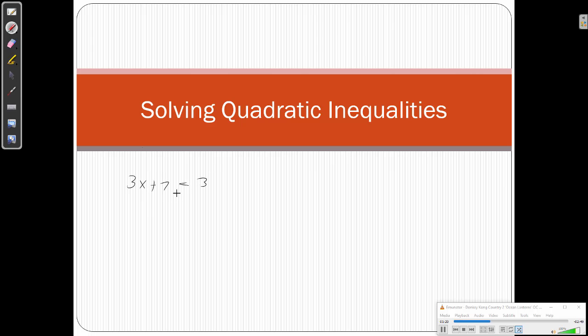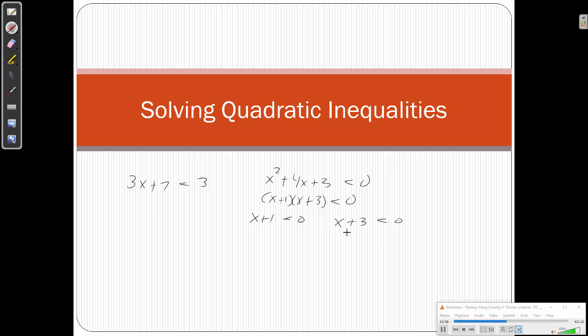I mean, with a linear inequality, you still move the 7 over and divide by 3. But if you've got a quadratic inequality, like x squared plus, say, 4x plus 3 less than 0, well, how do you solve this? If it were an equation, we'd say (x plus 1)(x plus 3) is less than 0, which is still true, and then in an equation, we'd set up x plus 1 equals 0 and x plus 3 equals 0. Is this true?